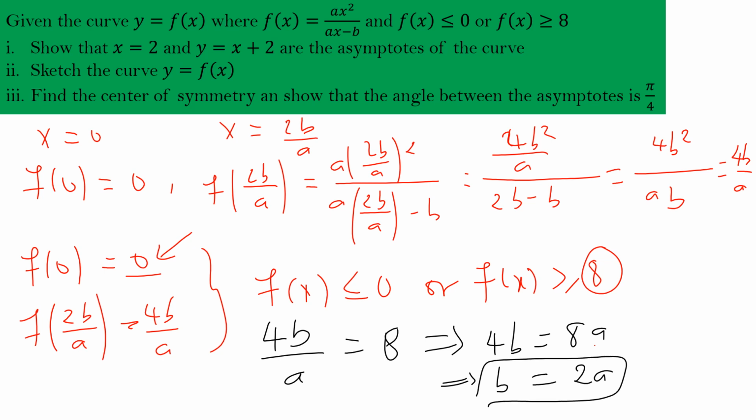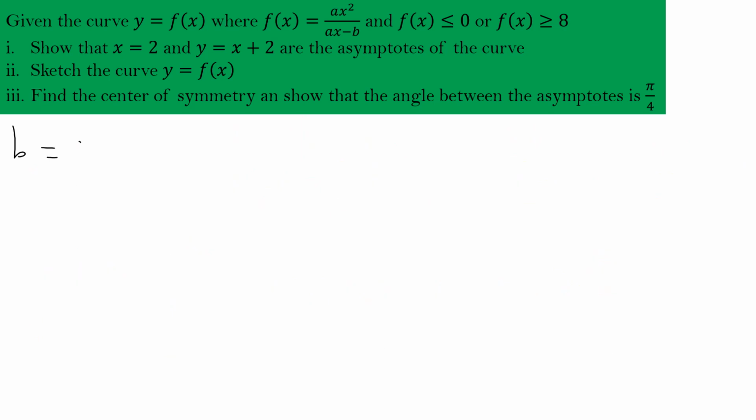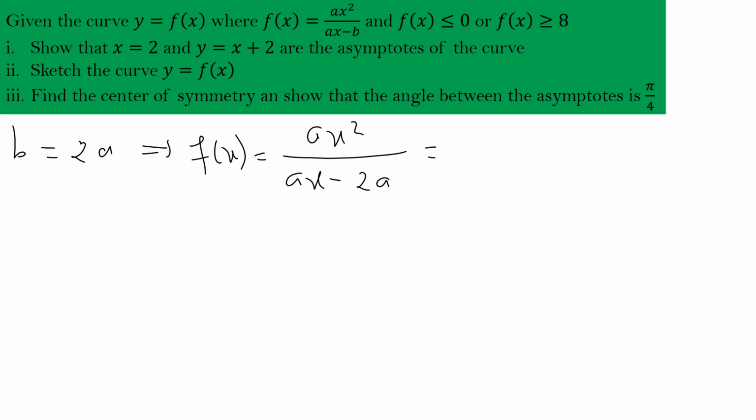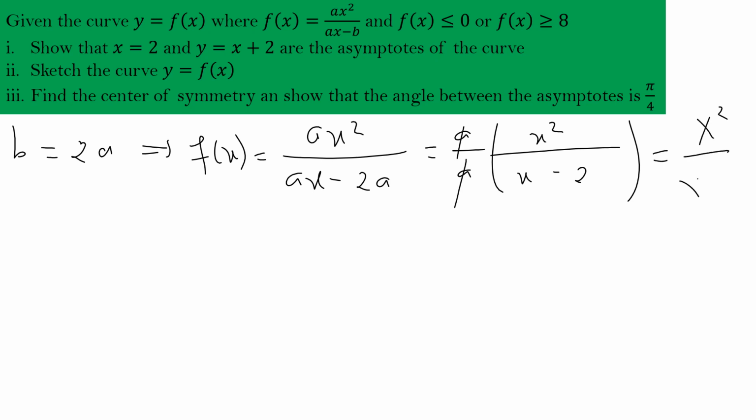With that, we can now replace back into our equation to get f of x, remembering that b is equal to 2a. So b equal to 2a implies that f of x will be equal to ax squared divided by ax minus, in the place of b, 2a. We can factorize a from the numerator and from the denominator. The numerator is going to be x squared and the denominator will be x minus 2. Since a cannot be 0, a cancels, and we have x squared divided by x minus 2. So this is actually our f of x.